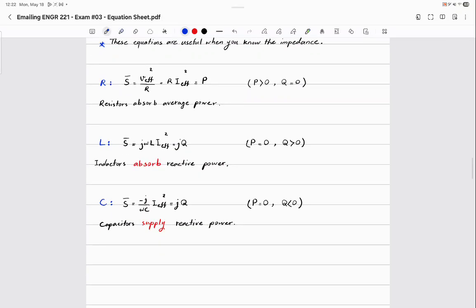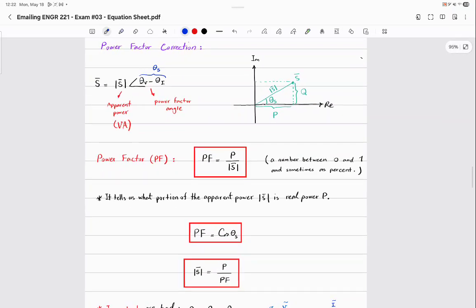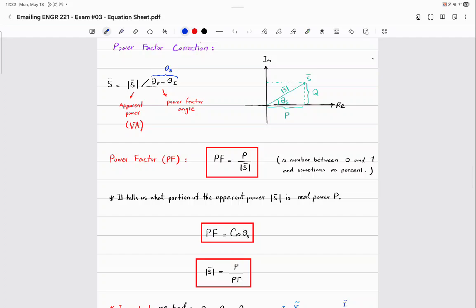Remember, inductors absorb reactive power and capacitors supply reactive power. Okay? Power factor correction, just these equations, which are the fundamental ones. I've already written this one as well, because sometimes they give you, like the last example that we did in class, if I remember correctly, the P was given to you and the power factor, and you needed to find apparent power. So just a little manipulation of the original equation gives you the extra equation. You don't have to memorize it. I just want you to see how it works.